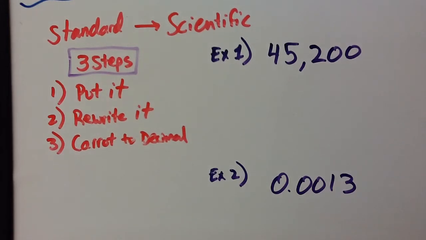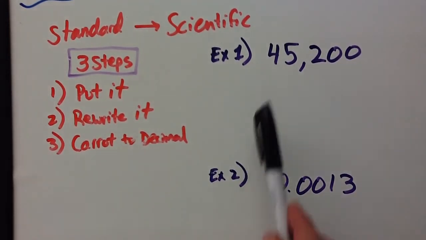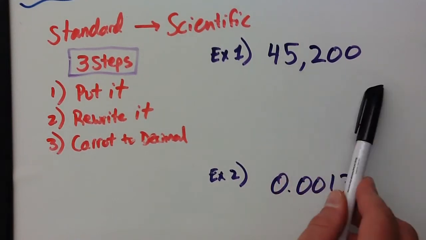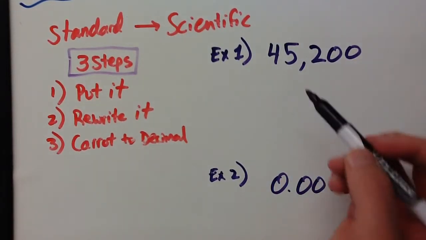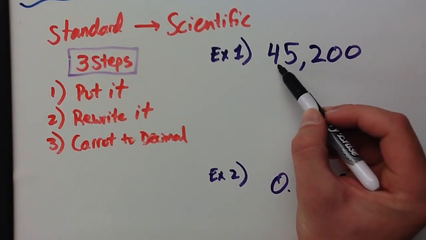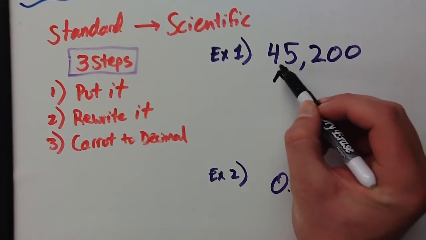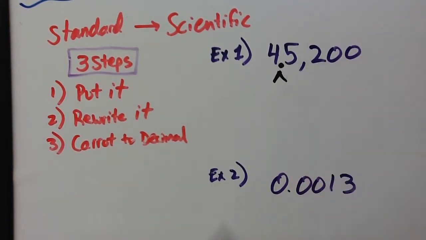So first, put it. We're going to put the caret with the decimal after the first digit that is not 0. So let's start here and go from left to right. Well, what's the first digit that's not 0? That would be the 4. So we're going to put our caret with the decimal right there after that 4, since it's the first digit that I see that is not 0. Okay, that's step 1. I put it.